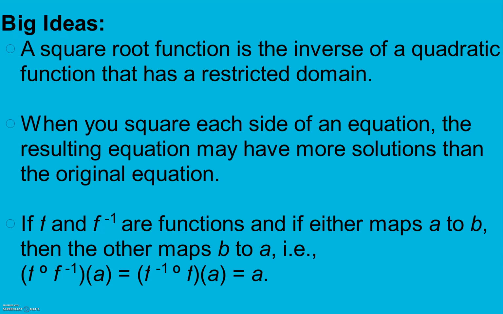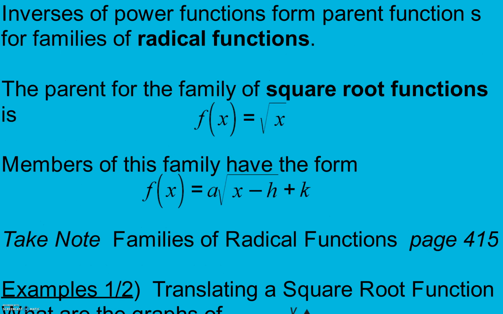And if f and f inverse are functions, and if either maps a to b, then the other maps b to a. Inverses of power functions form parent functions for families of radical functions. A parent for the family of square root functions is f of x equals the square root of x. Members of this family have the form a times the square root of x minus h, plus k.